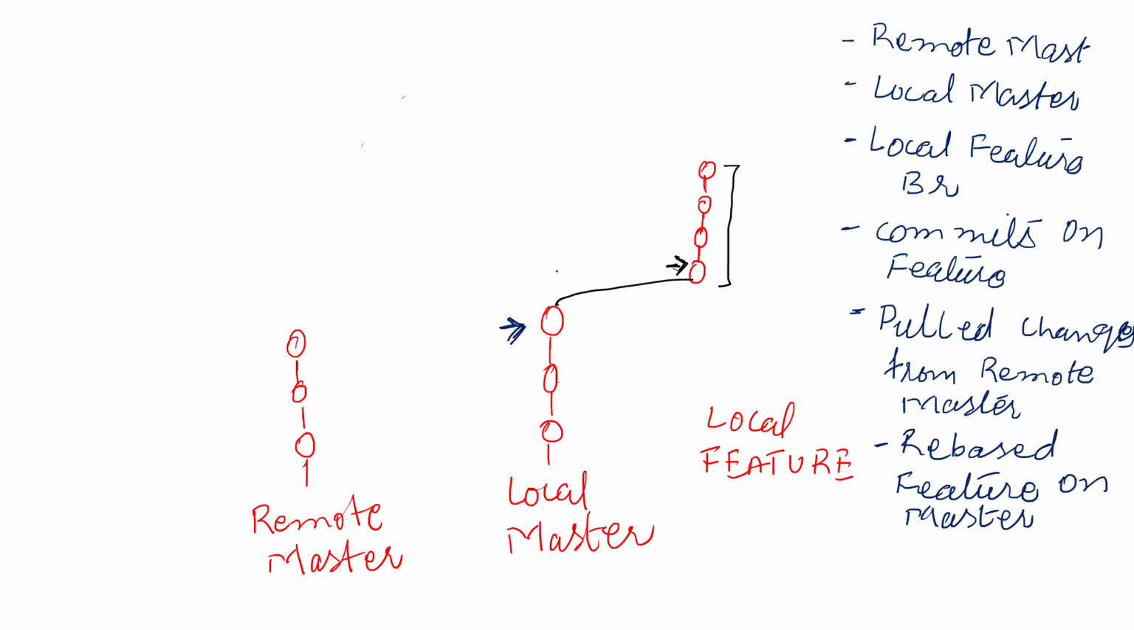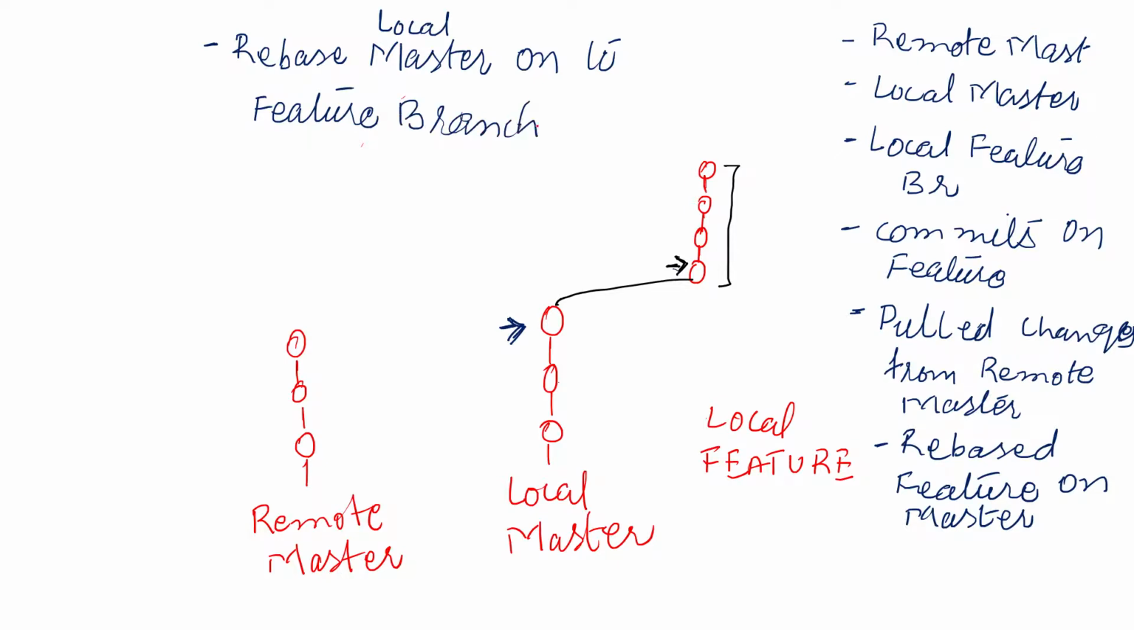Now what we have to do, the last step, is we will rebase once again. Now this is one of the confusing points which I want to make clear. We will rebase master, local master, right? We'll rebase local master now onto the feature branch.